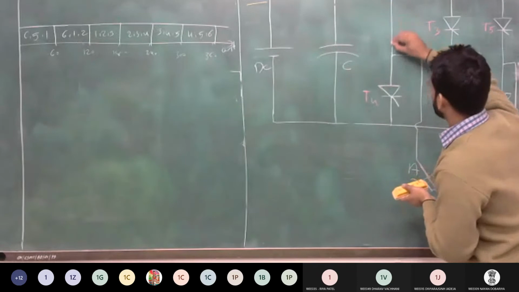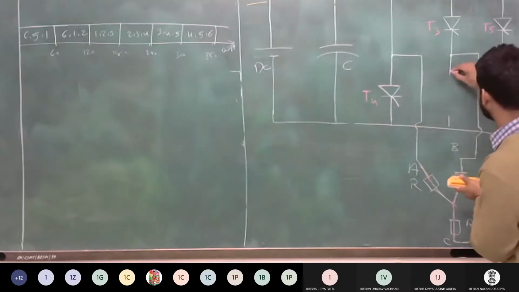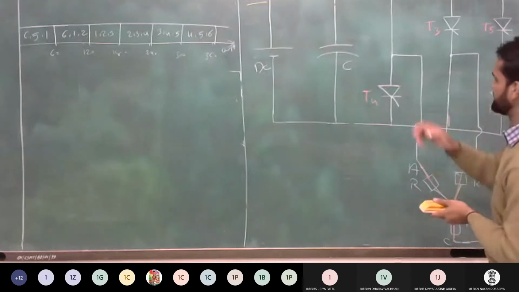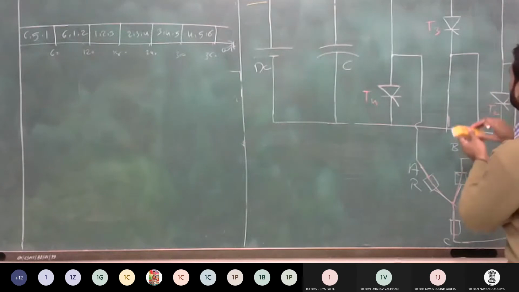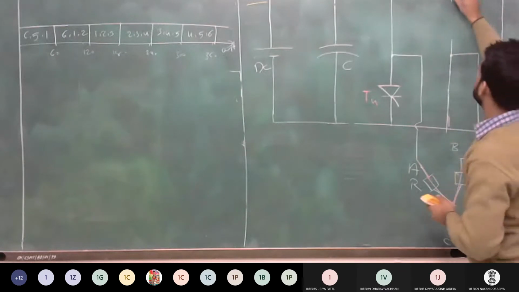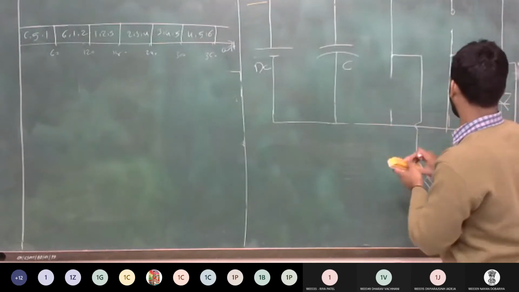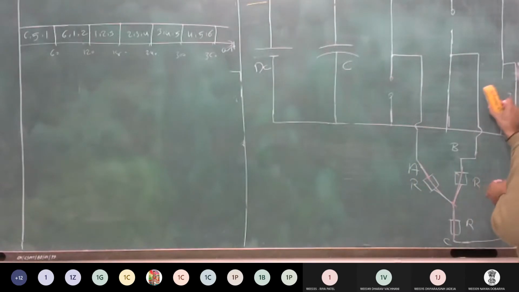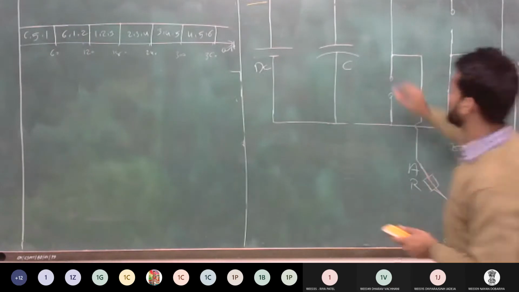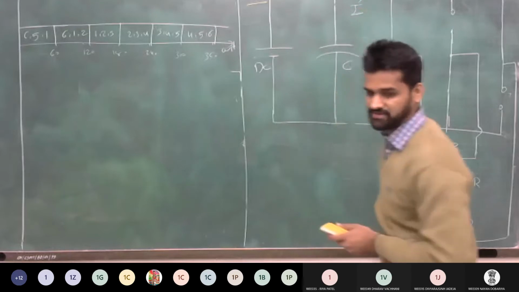So thyristor 1 acts as a closed switch, then thyristor 6, this one, acts as a closed switch, and thyristor 5 also acts as a closed switch. And the remaining thyristors act as an open circuit or open switch. T3, T4, and T2 all act as open switches. Clear? So here, suppose the current flowing from the DC supply is I.